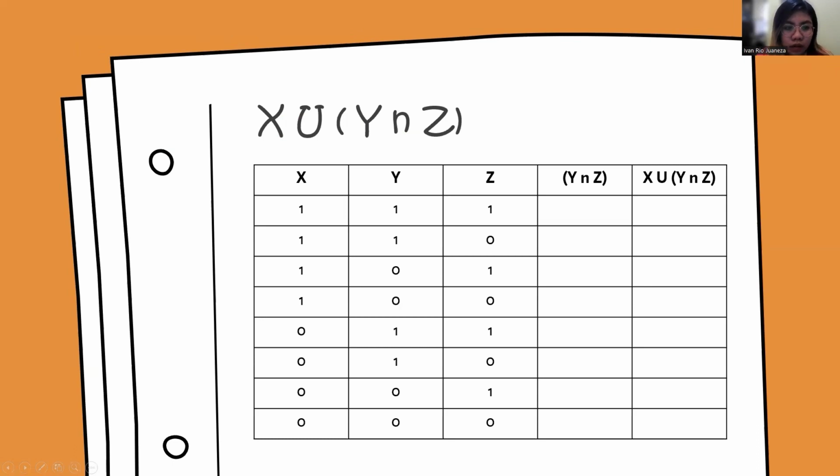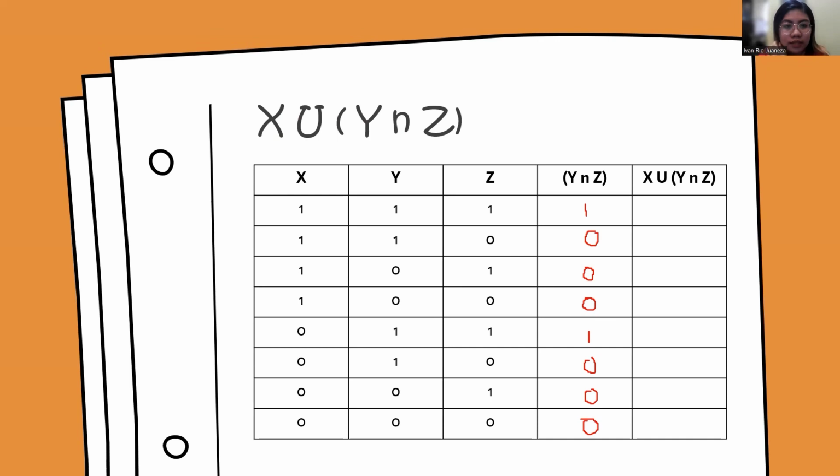So here, I'll just use a pen. Y intersect Z. It says here that we evaluate to true if and only if both of its operands are true. So here Y and Z are the same. So 1, here 0, here 0 also, 0, 1, 0, 0, and 0. So we have now the result for Y intersect Z.